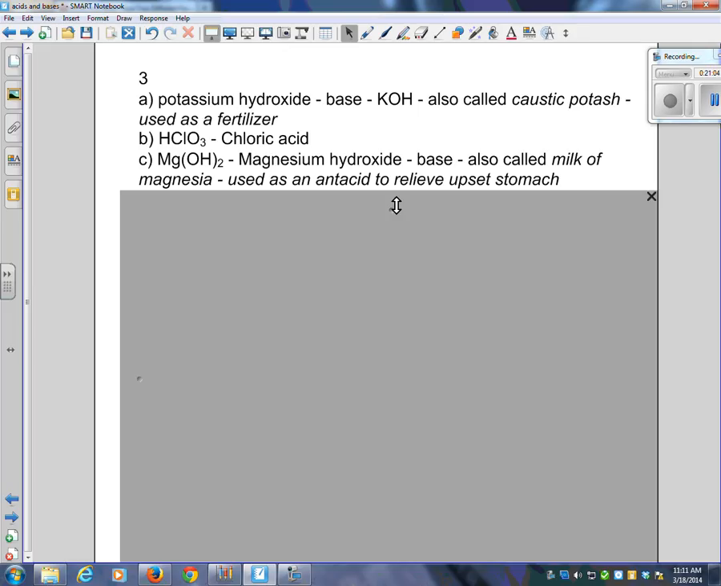Nathan, I need you to get that earbud out, please. It's so simple. If it starts with H, it's an acid. If it has OH, it's a base. There's no guessing involved. It's so simple, and you need to be able to do it. Magnesium hydroxide is a base. It's also called milk of magnesia. It's used as an antacid to relieve upset stomach. You drink it when you've got too much acid in your stomach that's causing you grief. It neutralizes the acid. It's like Alka-Seltzer, yes.